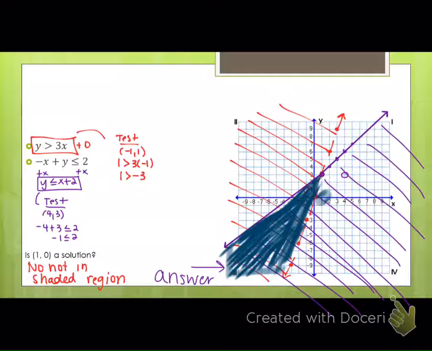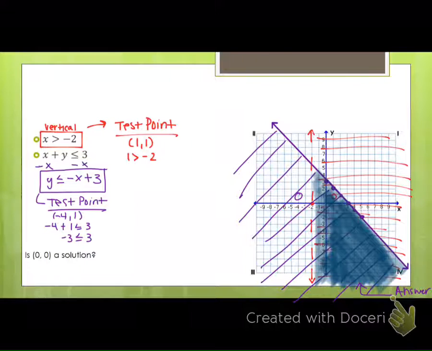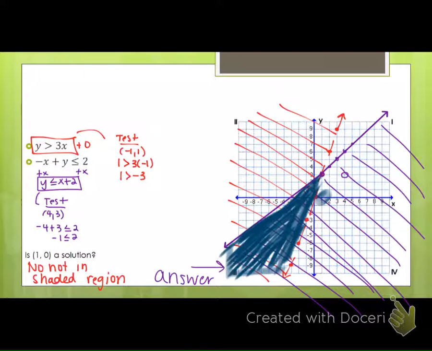Oh, I haven't been filling in down. I forgot the last one. We didn't do this one. How about this one? Is (0, 0) a solution? Yes, it's in our shaded region. No, I didn't do the one before that. We said no, remember, because it was on the dashed line.